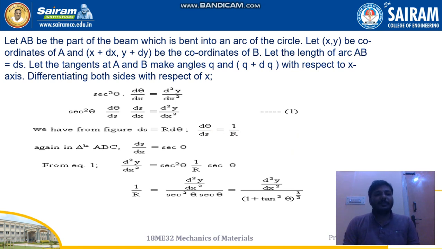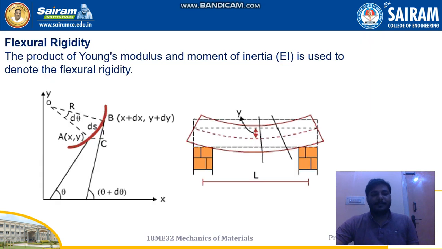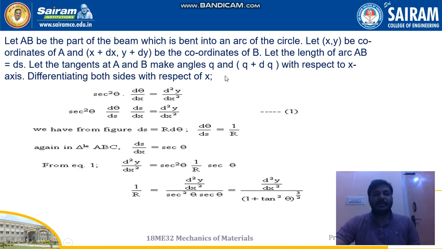Now let AB be the part of the beam which is bent into an arc of a circle, and let x, y be the coordinates of A, and x plus dx and y plus dy be the coordinates of B. The length of the arc AB will be equal to ds, and let the tangents at A and B make the angles theta and theta plus d theta with respect to the x axis. These are the coordinates we have seen in the equation.